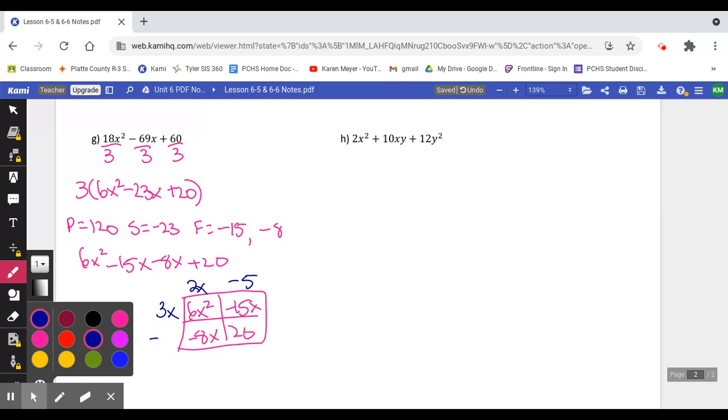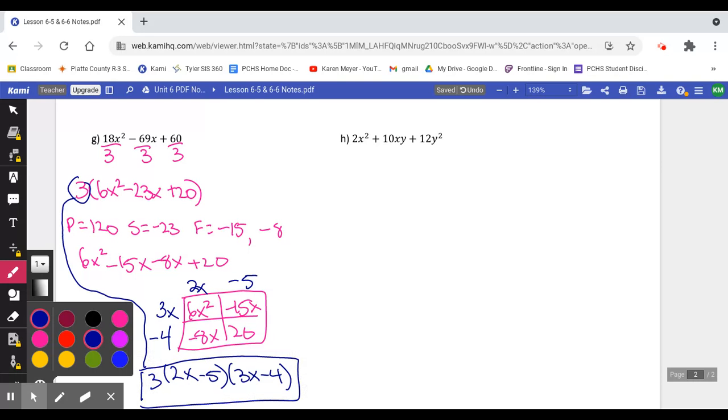Can't start with a negative. And I can also take out a 4. So you're looking at 2x minus 5, 3x minus 4. Don't forget your GCF. Take your GCF and put it out in front. And then we have our final answer.